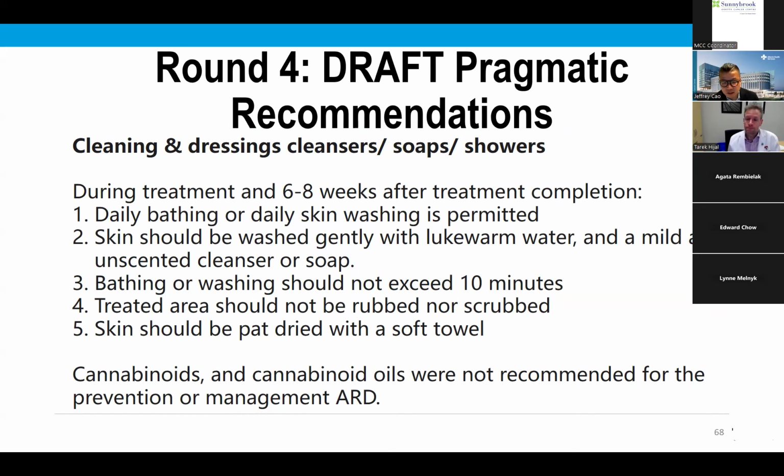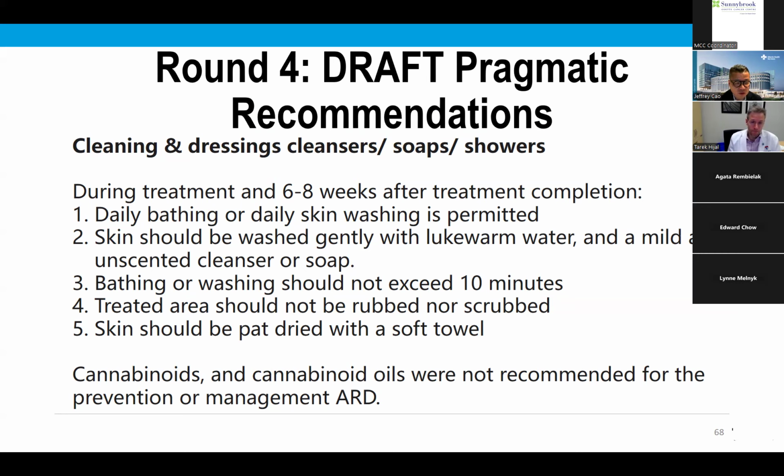So in the next 5 minutes, because Edward told me I have to stop at 10:45 my time, or 12:45 in Toronto and Montreal, and wherever time it is around the world. These are our draft pragmatic recommendations, and we drafted these in real time in Montreal, and we have to vet them through the draft manuscript. But basically, cleansing during treatment and for 6 to 8 weeks after treatment, daily skin washing is permitted. Skin should be washed gently with lukewarm water and a mild, unscented cleanser. We didn't really comment about pH balance there, but that is sometimes an esoteric term.